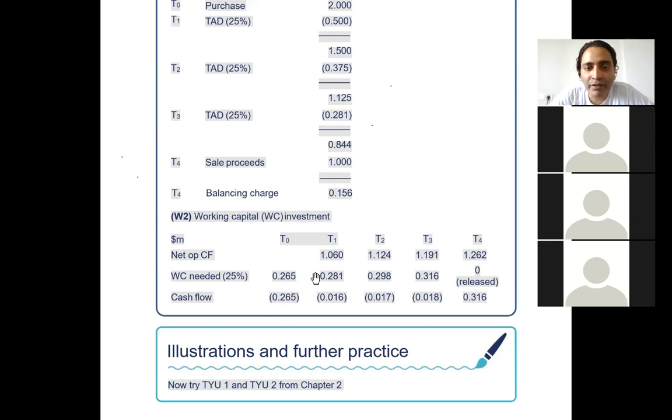Next year, that is at the end of the first year, you need a balance of 0.281 in your business as working capital. But you already have 0.265. 0.265 hai, 0.281 ki zarurat hai. Sirf difference add karna hai. Difference has to be introduced as capital. All of you agree? So 0.281 minus 0.265, you'll have to introduce 0.016 as your capital outflow. Initial investment ka hissa hoga. Guys, clear with this? Yes, sir. Then accordingly, for all the years, you have to introduce only the difference.